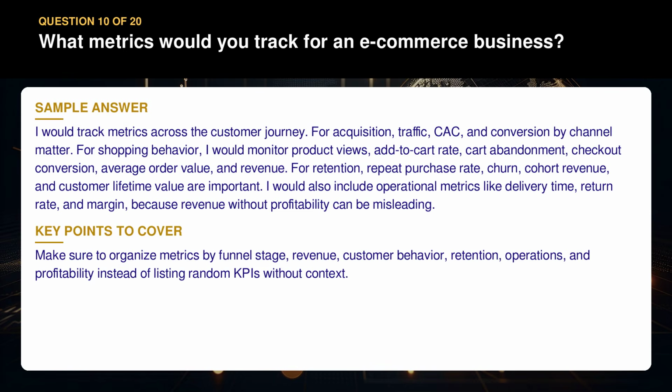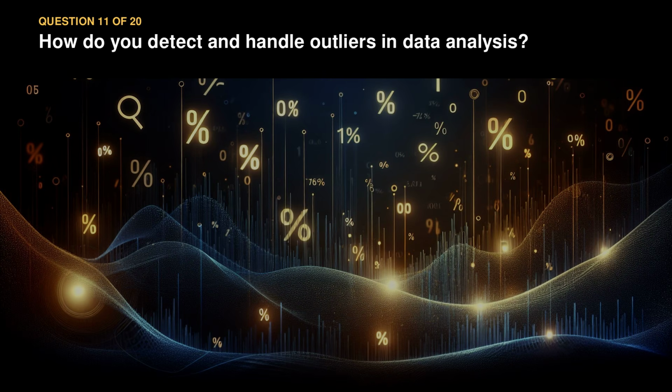Make sure to organize metrics by funnel stage, revenue, customer behavior, retention, operations, and profitability, instead of listing random KPIs without context. Question 11. How do you detect and handle outliers in data analysis?